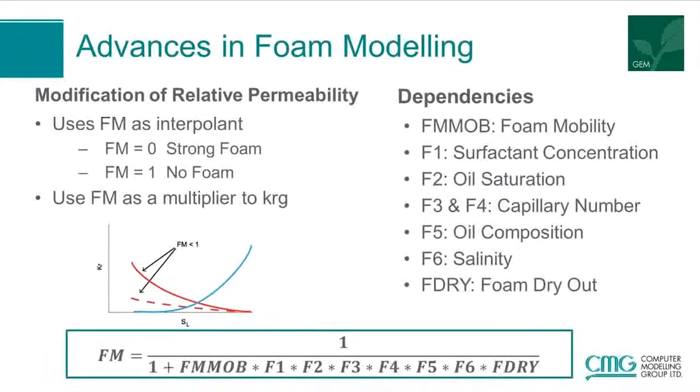In GEM, we have an empirical model to capture all the mechanisms involved in the foam injection processes. This model works based on the modification of the relative permeabilities. The relative permeabilities can be modified based on a parameter called the interpolant, and this parameter depends on different properties, such as foam mobility, surfactant concentration, oil saturation, capillary number, oil composition, salinity, and foam dry-out. With these parameters, you can easily capture all the mechanisms involved in the foam injection processes.